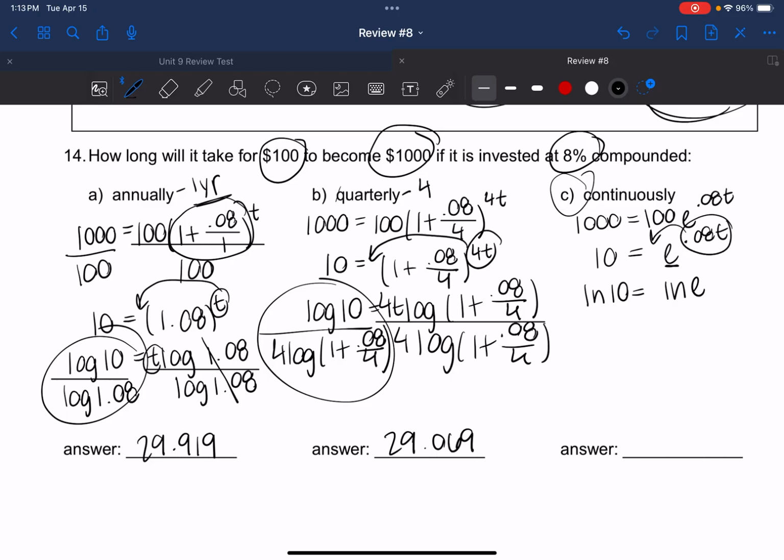And while I'm at it, I'm going to go ahead and make that exponent a coefficient. So let me scoot that over a little bit. So I'll have this here. And remember, ln of e is actually just 1. So all I have to do is divide by 0.08. Plug that into my calculator, and I get 28.782.